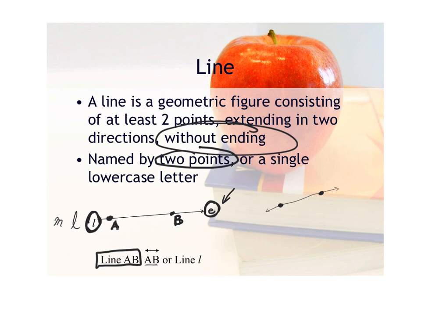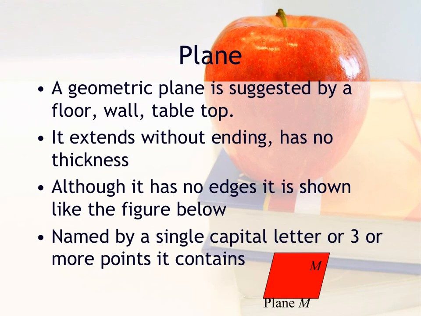Okay. So now we're going to move on to a plane, and a plane is a little bit difficult to understand, so I'm going to be very visual. I'm going to stand up when I do this. And so a geometric plane is suggested by a floor, wall, or a tabletop. So when we talk about the floor, think about the floor. It's a flat surface, right? It goes in this direction, and it goes in that direction. In essence, it's a 2-dimensional figure, right? It's flat on the ground. It's like a giant rectangle almost. It goes in this direction, and it goes in that direction.